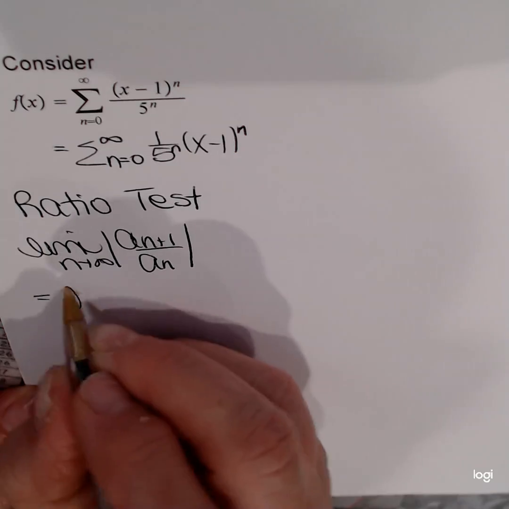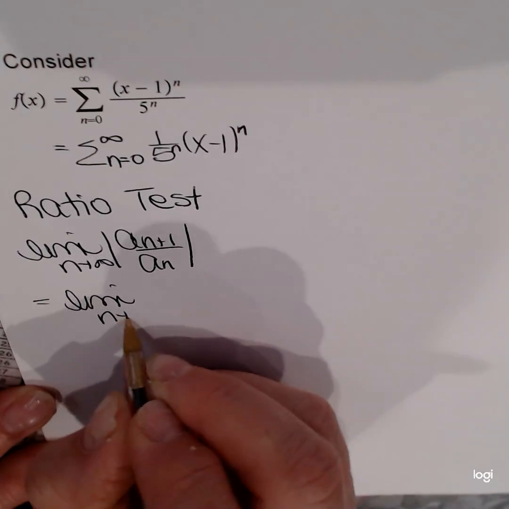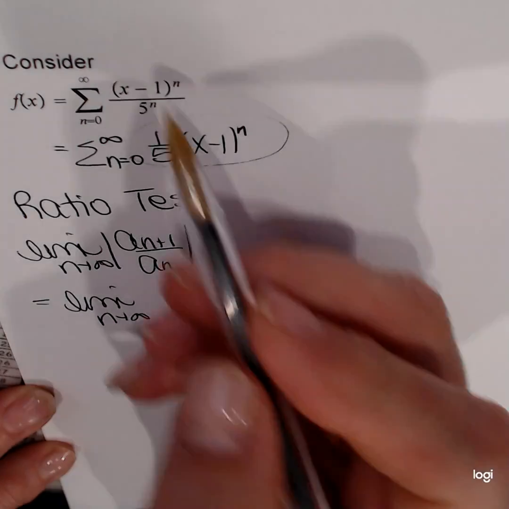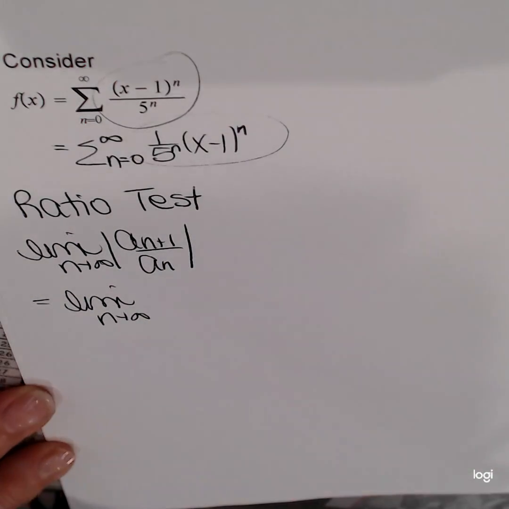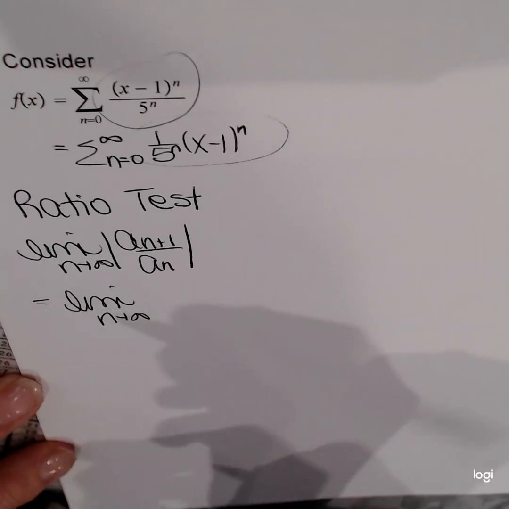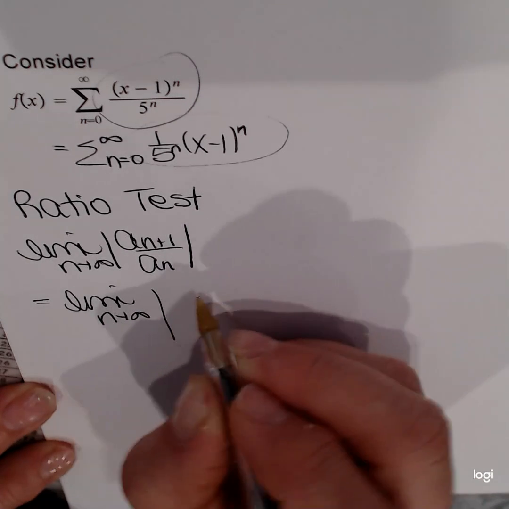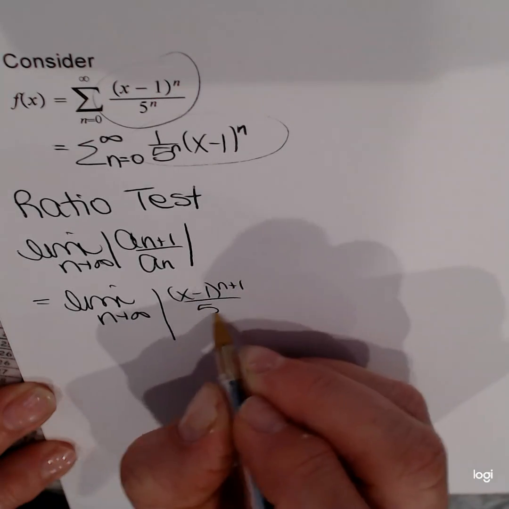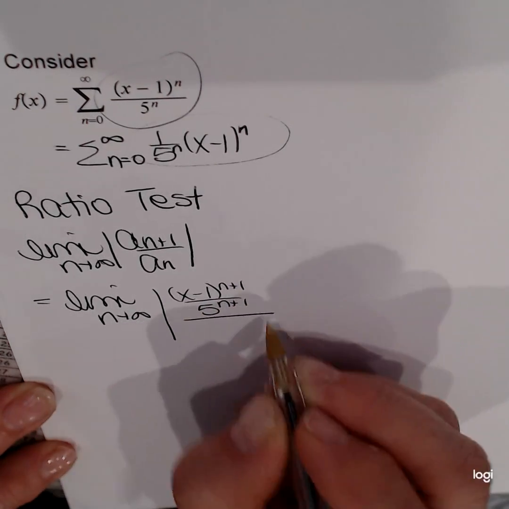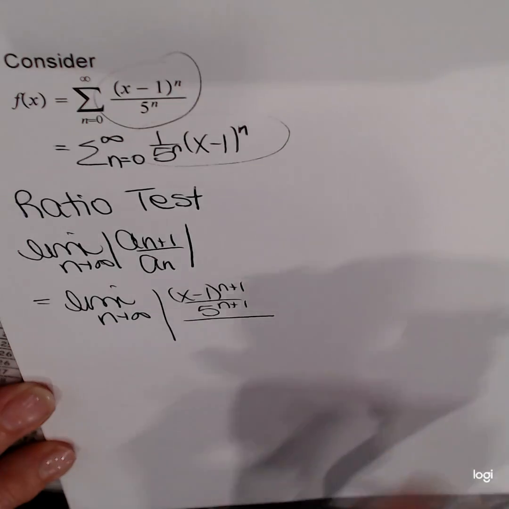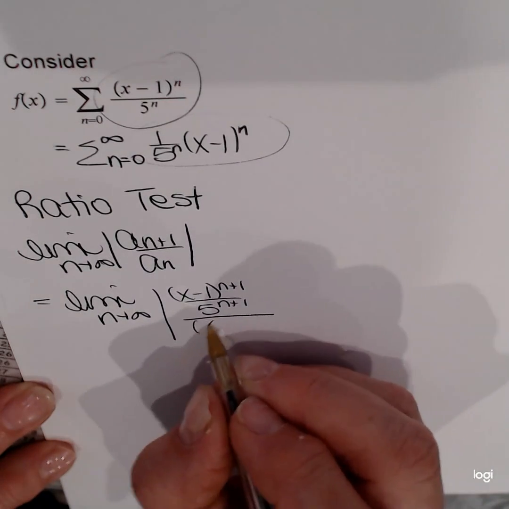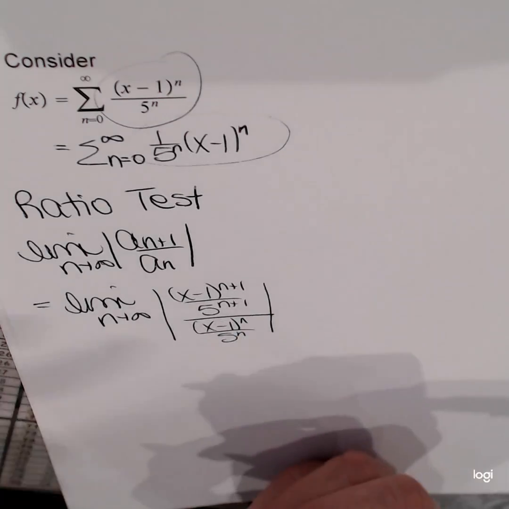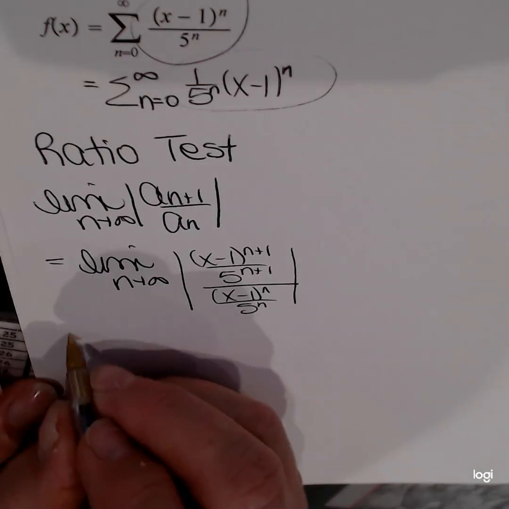So in this case, we're going to look at the limit as n goes to infinity. The a sub n plus 1 term means we take this, and I probably like this version a little bit better, and everywhere there's an n, we make it an n plus 1. So we have x minus 1 raised to the n plus 1 divided by 5 raised to the n plus 1. And then we divide that by a sub n, which is x minus 1 to the n over 5 to the n. And of course, we take that bottom one, flip it and multiply.